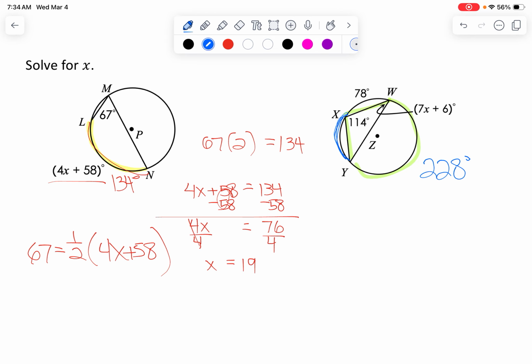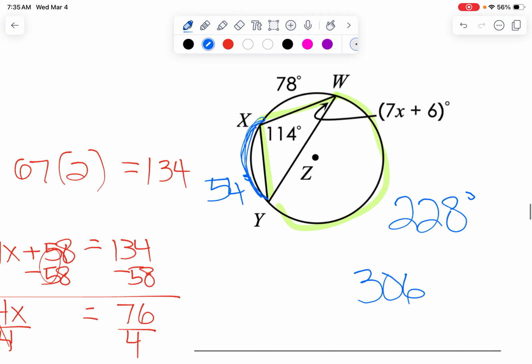I have 78 plus 228. So if I take that away from 360, so if I go 78 plus 228 is 306. So that's right, that distance around. So now take that away from 360, I get 54. So this is 54 degrees.